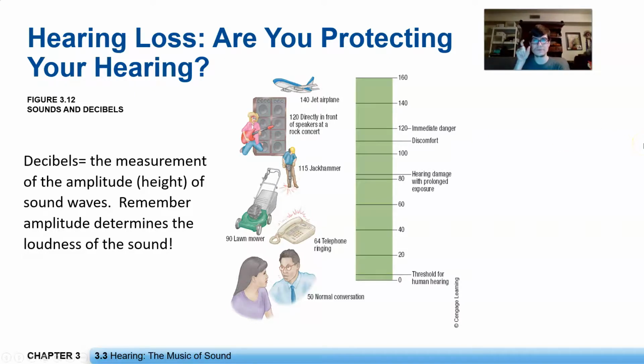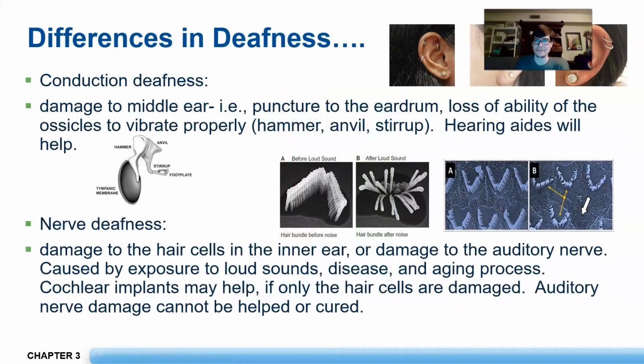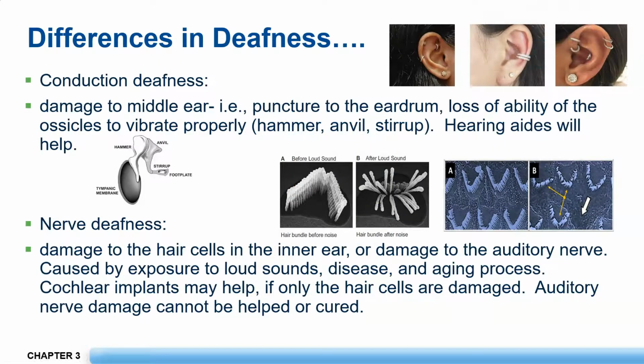So turn that music down, take care of your ears, because once your hearing is gone, depending on the type, it doesn't come back. And speaking of the type, there's two main types of deafness. You have conduction deafness, where it's damage to the middle ear. So again, it could be the eardrum, or it could be the hammer, anvil, or stirrup. And with this, hearing aids can help. So this is a way that you can get some of your hearing back.